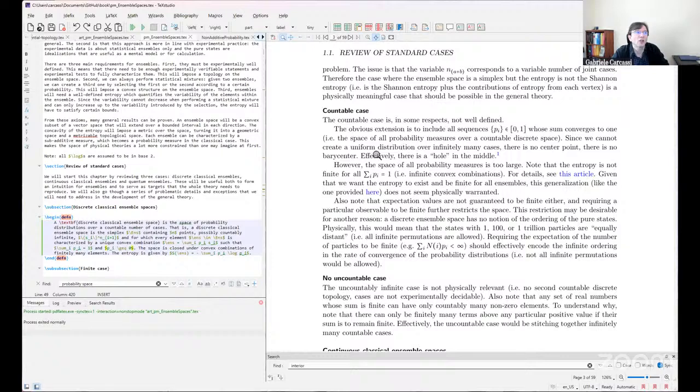And since we cannot create a uniform distribution over infinitely many cases, there is no center point. There is no barycenter. There is no uniform distribution over infinitely many. And so effectively, there is a hole in the middle, right? So if we imagine the triangle, we had the point in the middle. Now, when we have infinitely many points, we don't have a barycenter. We don't have a middle point. And this is something that I personally still don't understand exactly how it works.